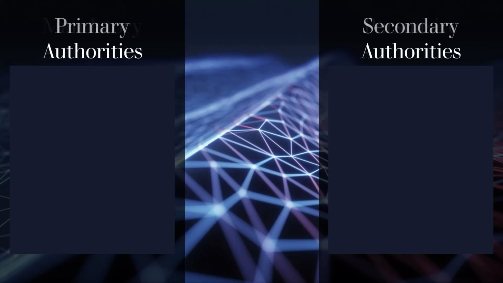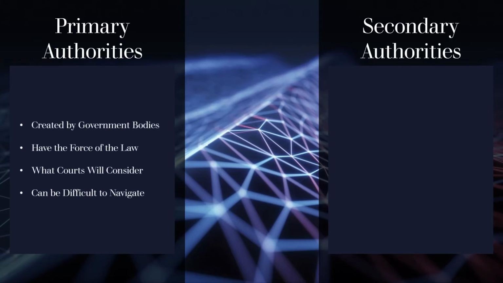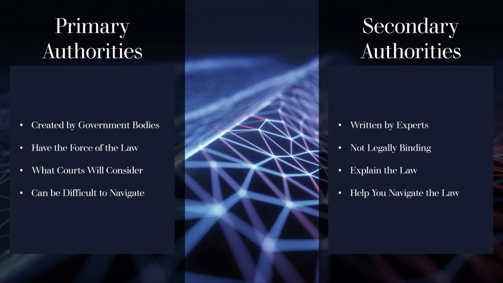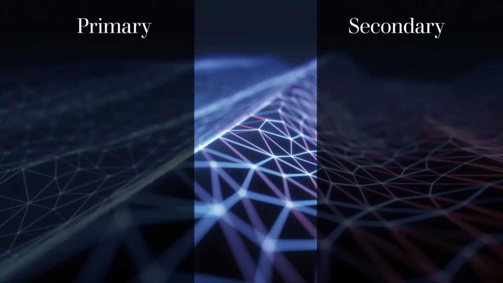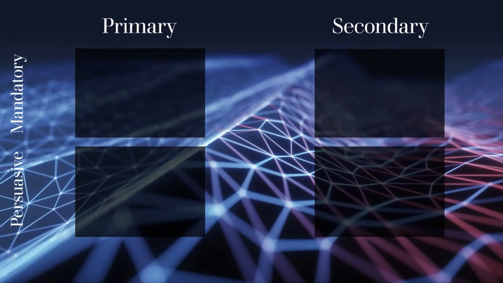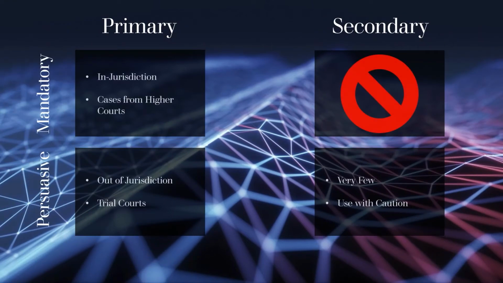The next distinction is between primary authorities and secondary authorities. Primary authorities are legal sources created by government bodies, and only they have the force of law behind them. Secondary authorities are highly valuable resources for researching the law, as they explain the law and help you find primary authorities, but they do not have the force of law. You can see how primary authorities can be either mandatory or persuasive, depending on the jurisdiction. While this video focuses on primary authorities, the next video will explore secondary authorities.